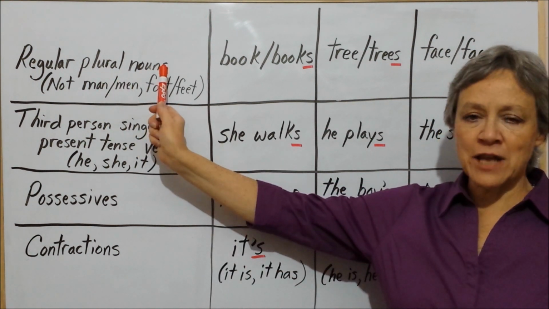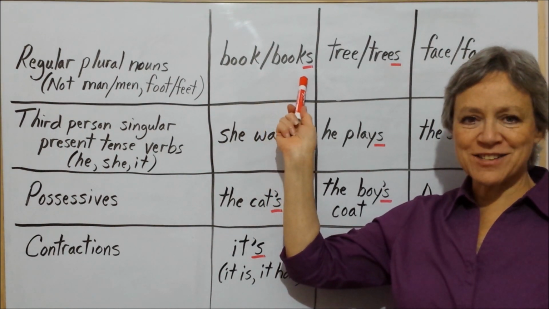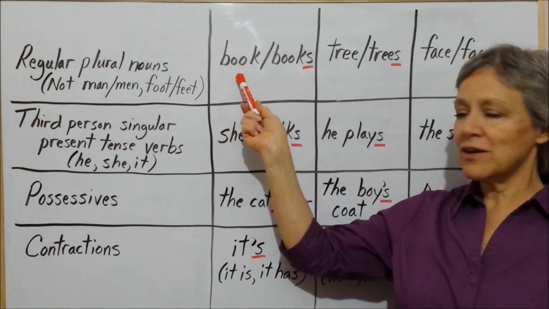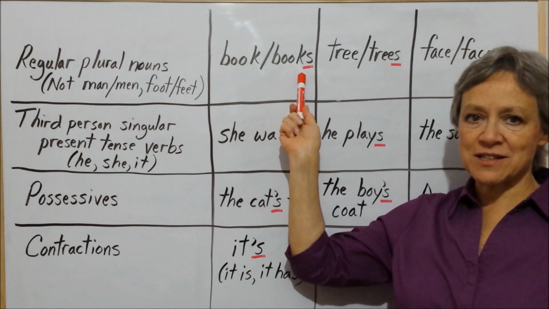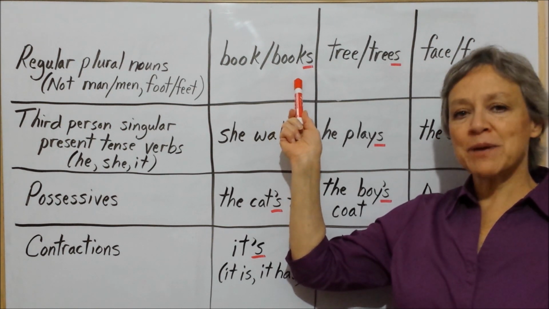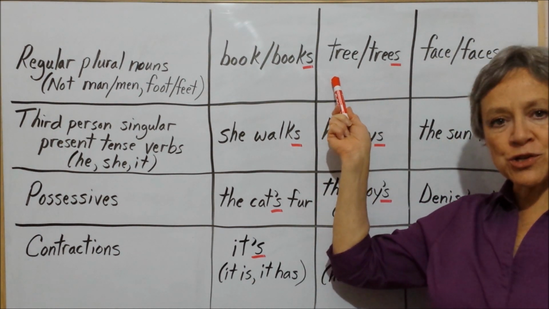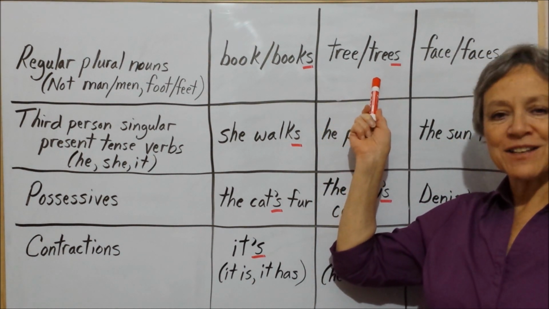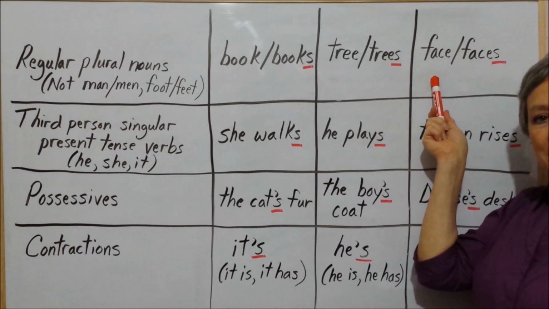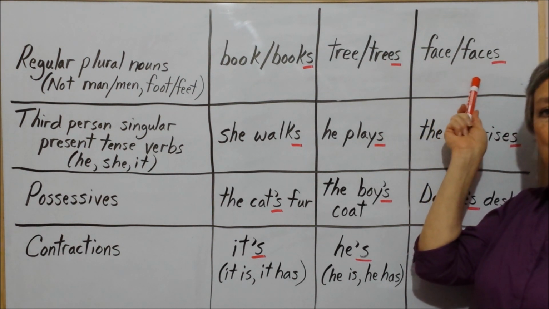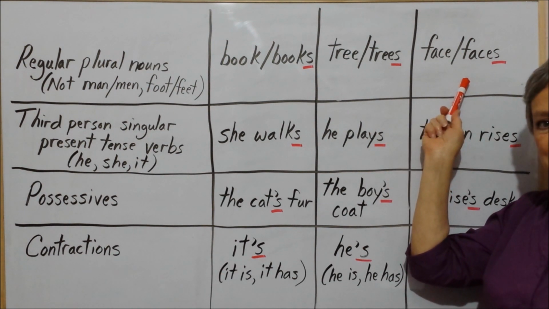When I say regular plural nouns, I simply mean when we add the letter S to a noun to make a plural. So here, I have 1 book, but if I have 3 books, I must add the letter S. Okay? This is a regular noun because to make it plural, I added S. Here's another example. I could have 1 tree or 3 trees. To make it plural, I added the letter S. And one more example. I could talk about 1 face or 3 faces. For each of these, I have simply added the letter S.